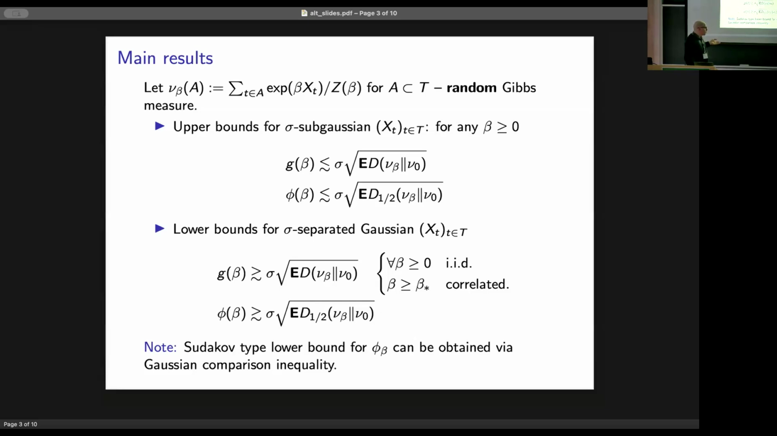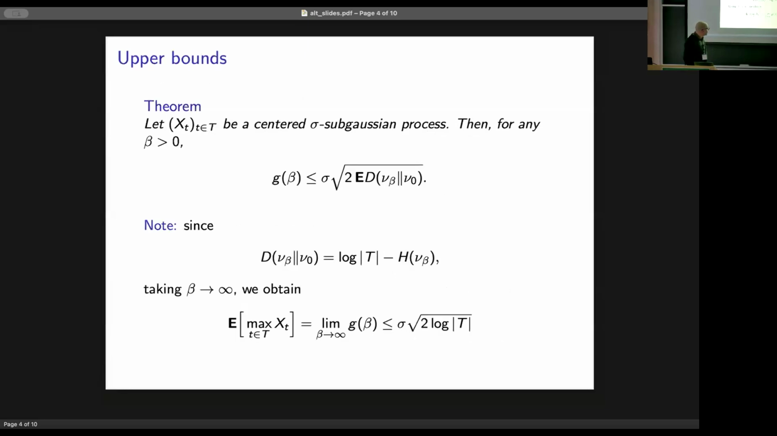So for correlated Gaussian processes, there's going to be a critical inverse temperature. For low temperatures, we actually have something like a Sudakov type bound. But when the elements of X_T are IID, this holds for all temperatures. And for IID, we also have a lower bound with the Rényi half divergence. Now, this is actually extremely simple, but the nice thing is that when you take beta to infinity, you recover the log cardinality of T. And you kind of want that. So this expected divergence is a proxy for the log cardinality of the set.